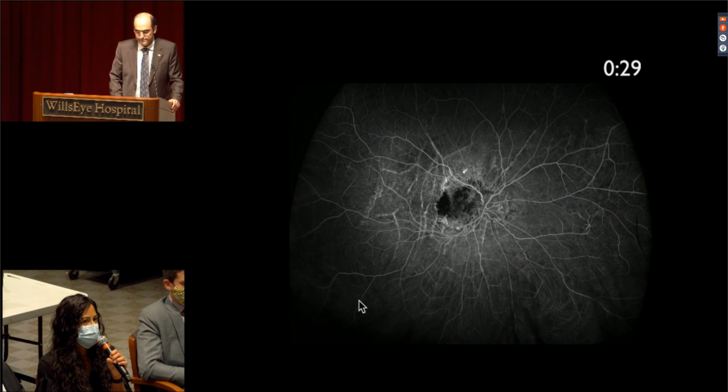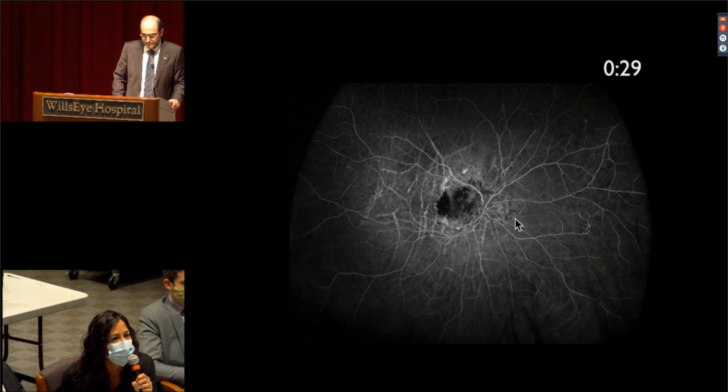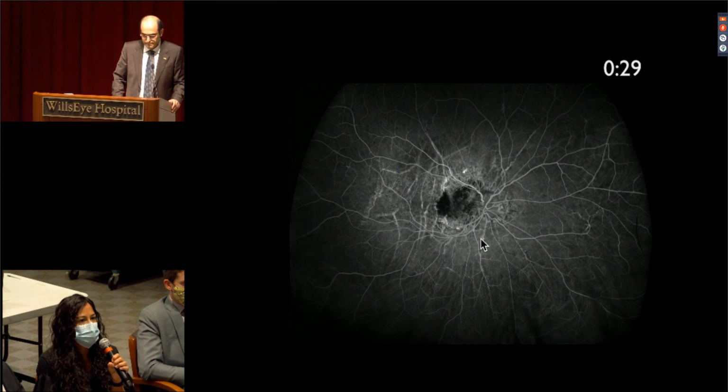IVFA of the right eye, we're at 29 seconds. Looks like we're in venous laminar phase here. So a lot going on. So looking at those streak-like areas, we see kind of early hyperfluorescence. Something this early, likely you think of window defect, but we watch how those behave in later frames.